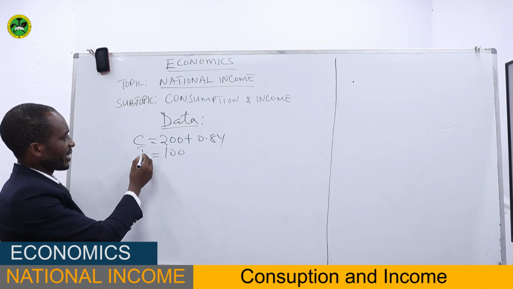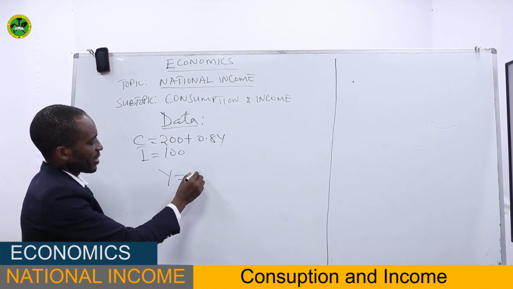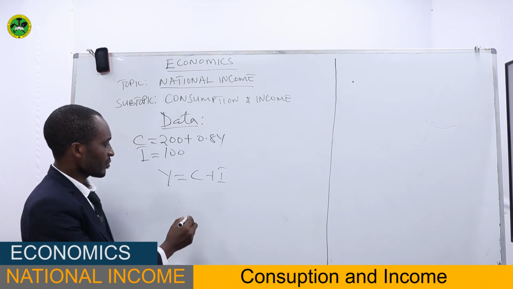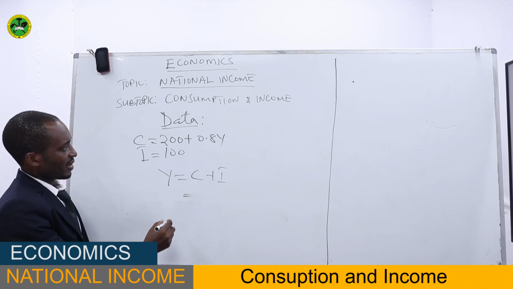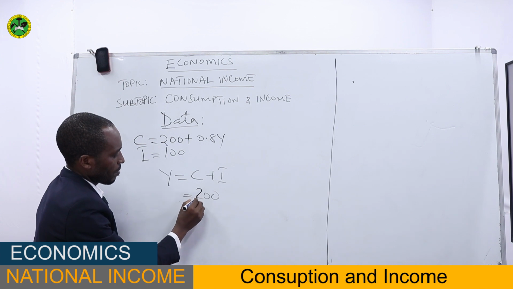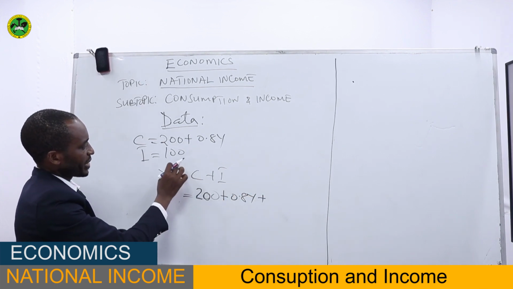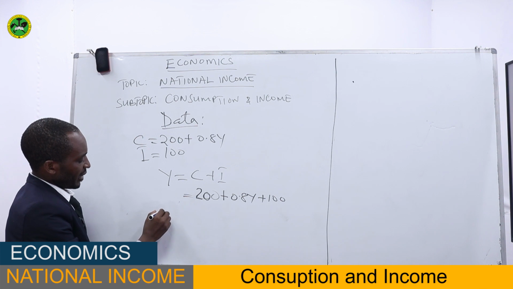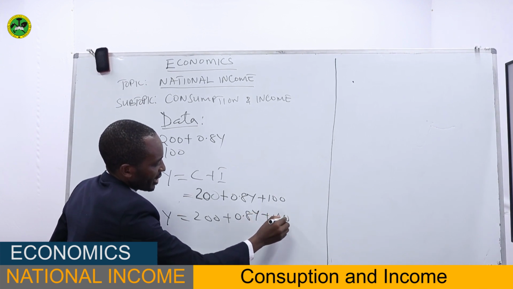We know that since we are given C and I, the equation to be used is y equals C plus I. Now you can plug this information into the equation. The consumption is 200 plus 0.8y, so substitute here 200 plus 0.8y, then plus I, which is 100. So our income would be y equals 200 plus 0.8y plus 100.